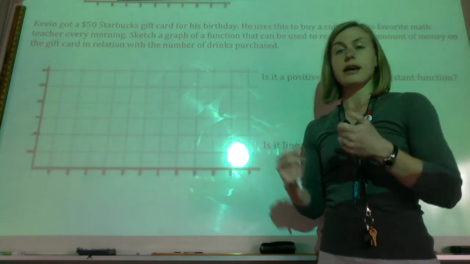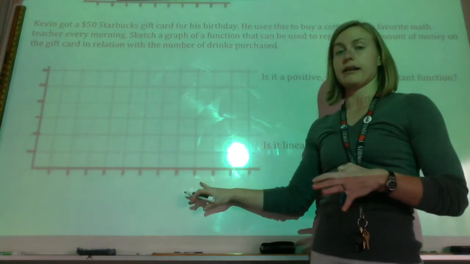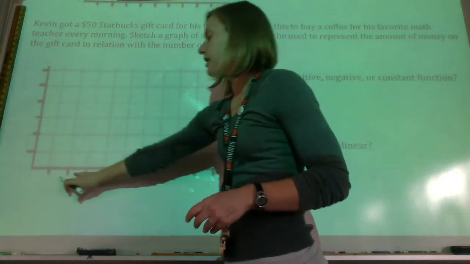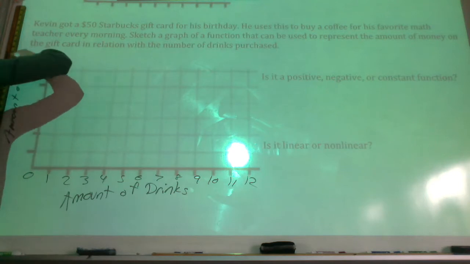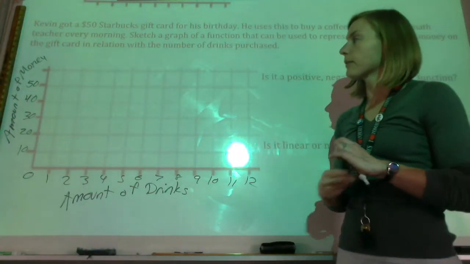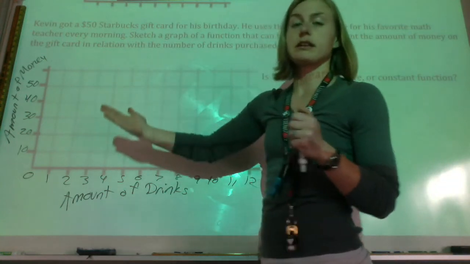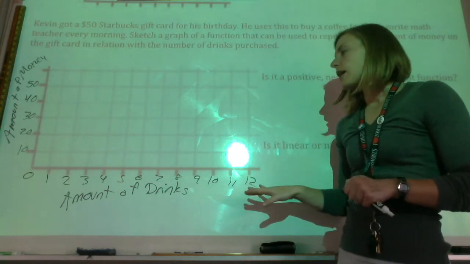So we need to decide what's going to go where. Should money go on Y or on X? Money tends to go on Y, so the amount of drinks can go down here. So I've set up the graph so that we have amount of money on Y, going up by 10 up to 50 because that's what we're starting with, and the amount of drinks on X.